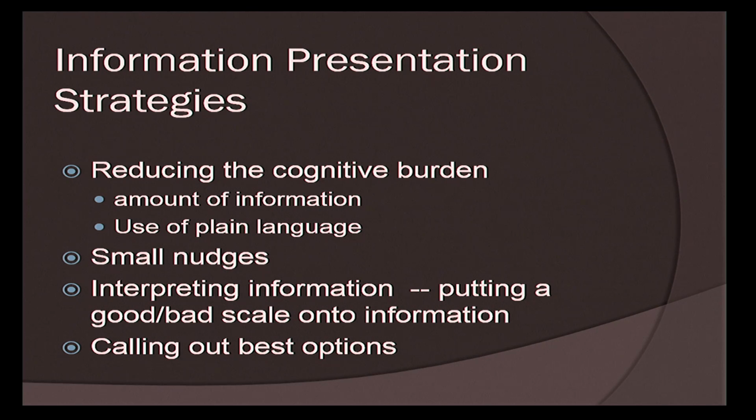But we can also use some small nudges to help people use the information, to draw their attention to things that they often overlook. And I'll give you some examples of that. And we can actually interpret information for people. For example, putting a good-bad scale onto information really does help people. And then we can even go so far as to call out best options. And so I'll walk you through some examples of each of these.